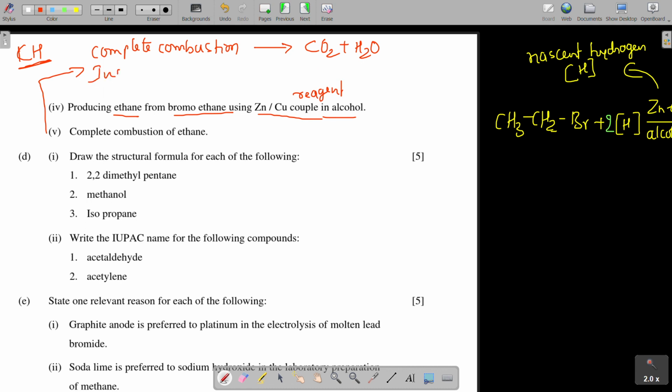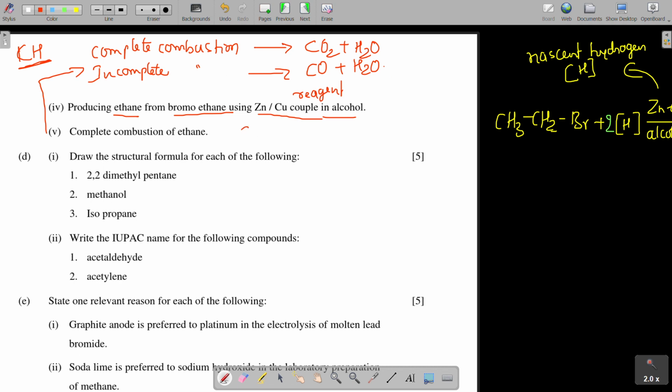If it is incomplete combustion, instead of carbon dioxide you will get carbon monoxide and water. That's the difference. Incomplete means lack of oxygen, a limited amount of oxygen, so therefore carbon monoxide is formed, which is a very poisonous gas. Complete combustion is when all of the carbon is oxidized to carbon dioxide.